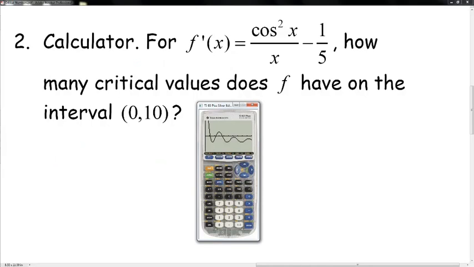So we're just going to write 3 critical values. Doesn't matter what they are. We just want to count how many there were.